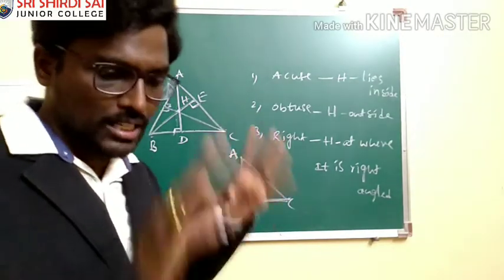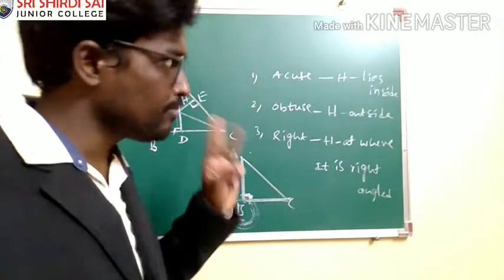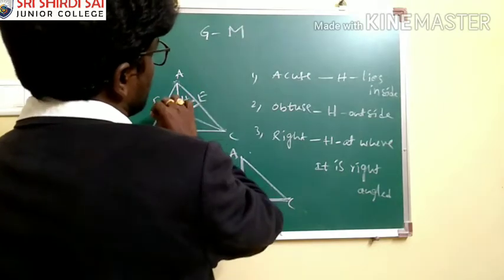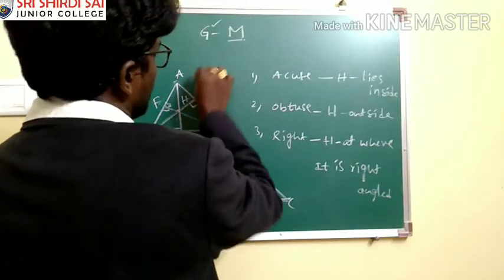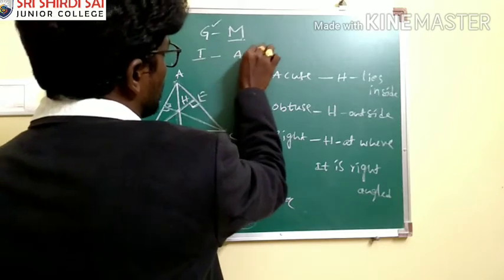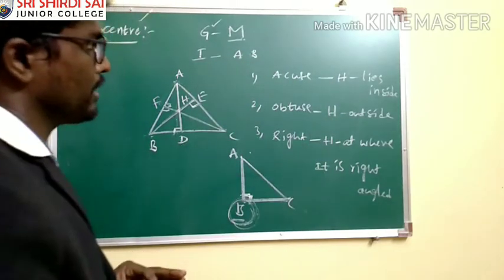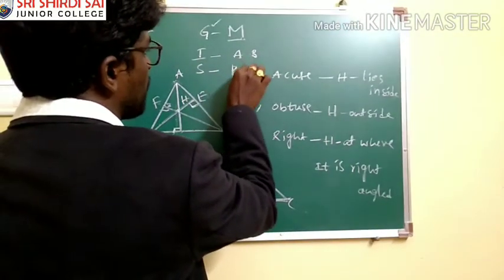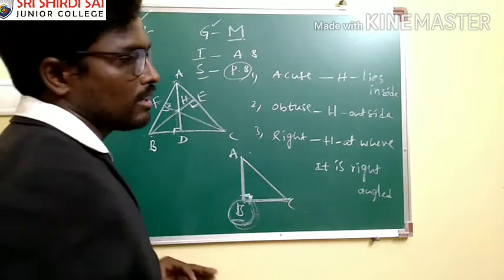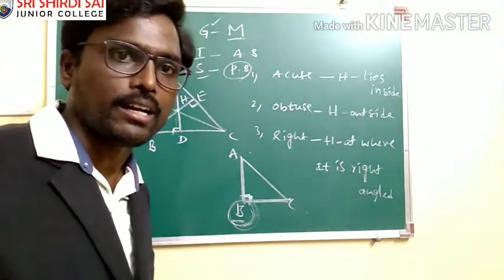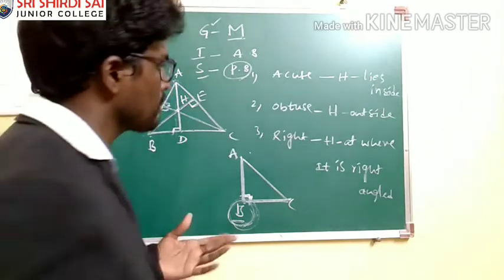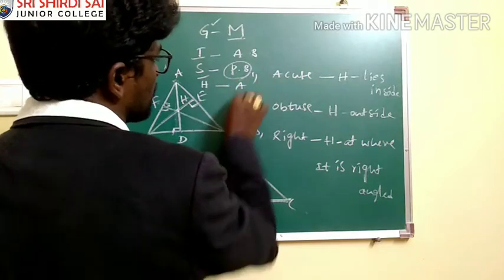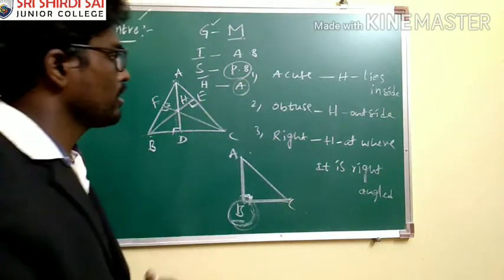Okay, so now we have clarity over all the types of centers. When you are dealing with the centroid, you are dealing with the medians of the triangle; the point of intersection of medians is the centroid. When you are dealing with the incenter, it is the point of intersection of angular bisectors. When you are dealing with the circumcenter, all three perpendicular bisectors are concurrent and the point of intersection is the circumcenter. And when you are dealing with altitudes, the point of intersection of altitudes is the orthocenter.